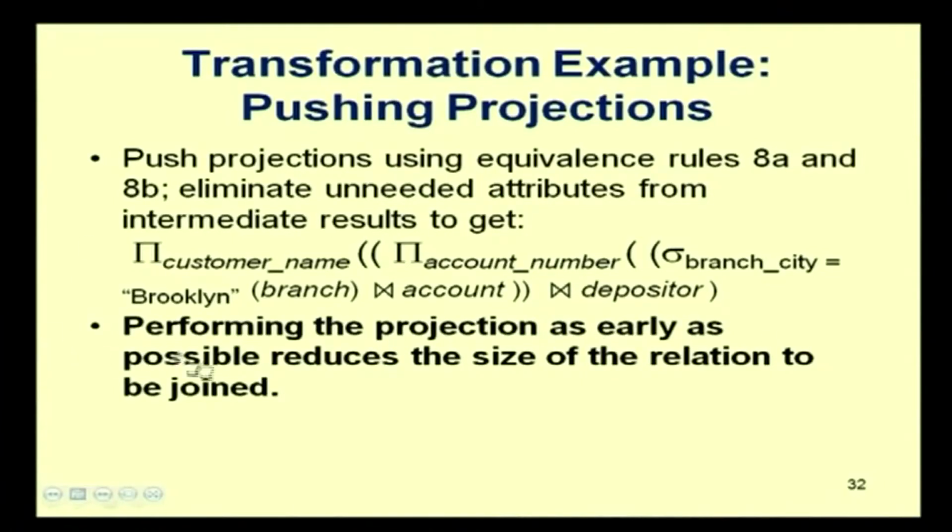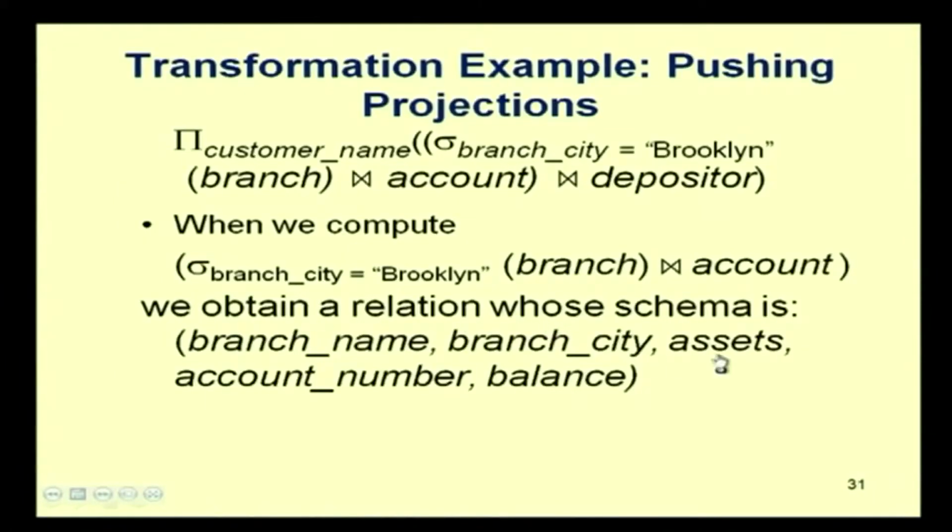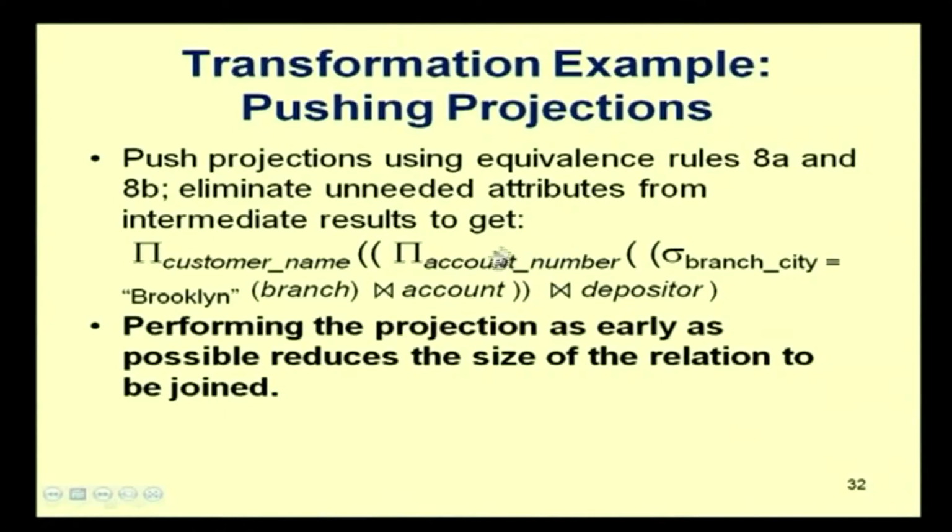Performing the projection as early as possible reduces the size of the relation that has to be joined. So, for a relation, not the number of tuples, but the size. Projection allows you to, for example, here we had branch name, branch city, assets, account number, balance, from which we are taking only the account number and then doing this. So, two things we are doing: we have to push the selection as early as possible and we have to do the projection also as early as possible. Pushing the selection reduces the number of tuples associated with the relation and pushing the projection reduces the number of attributes associated with the relation.